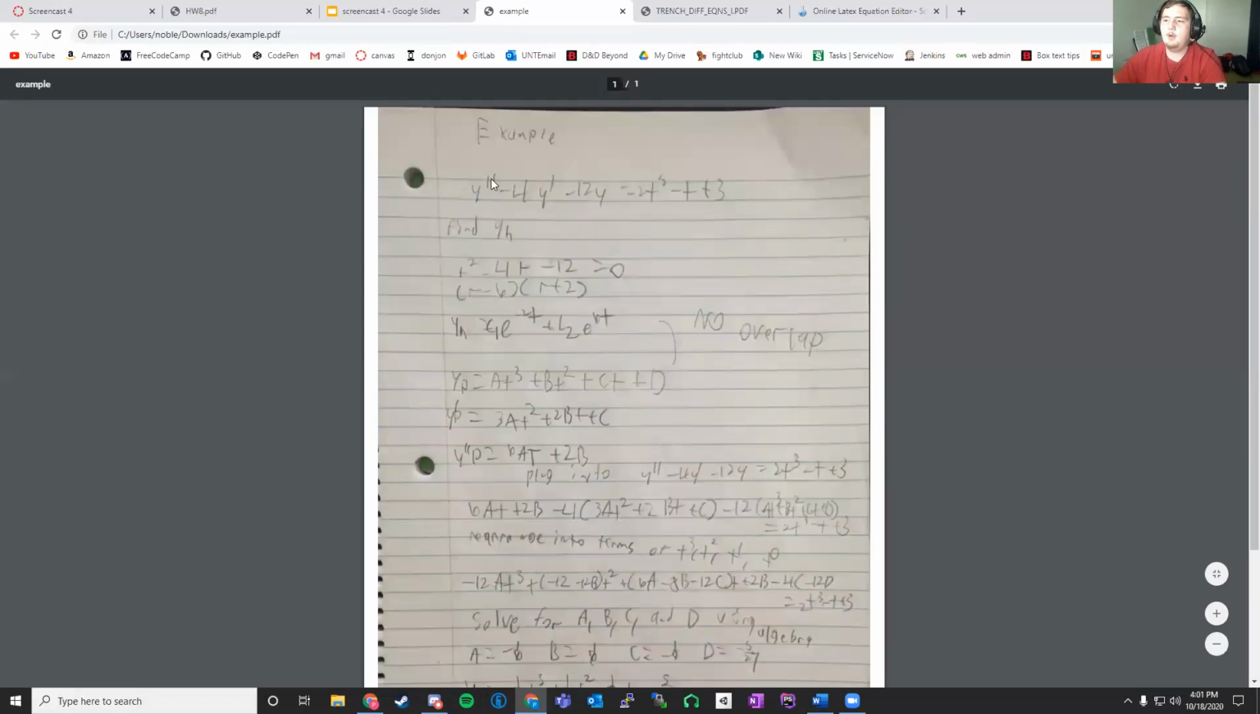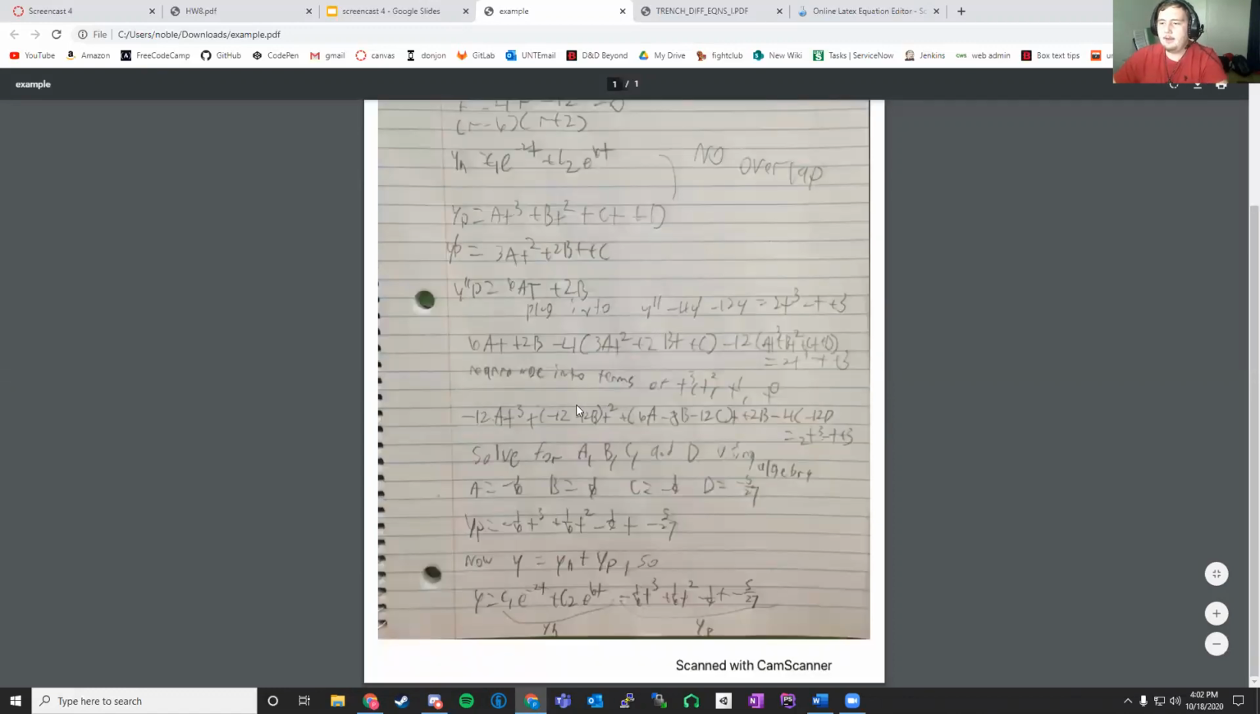In particular, for y double prime here, you put yp double prime, for y prime you put yp prime, and for y here, you put yp. After that, you'll be able to solve for all of our coefficients, a, b, c, d in this case. You'll plug those in and you get your yp. And finally, to get our final solution, we know it's equal to y complementary plus y particular. So we just take our yh from before and add that to our yp, and that will be our solution. Thank you for watching.